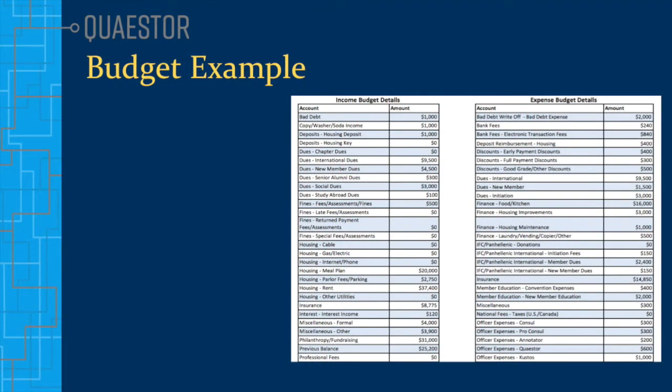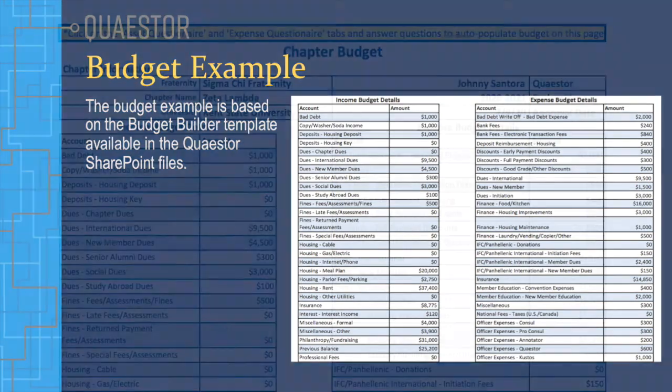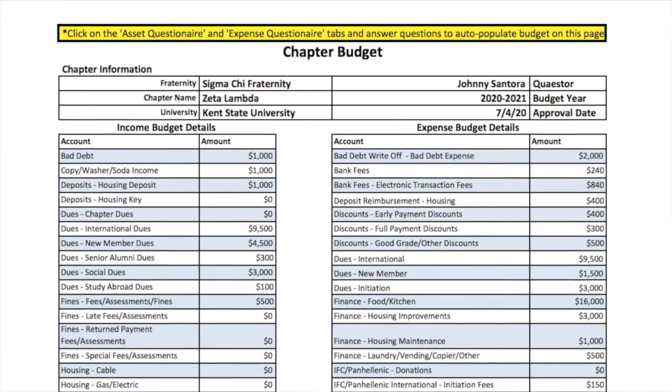Now let's take a look at a sample budget. This budget example is from the Budget Builder template available to you through Sigma Chi. It can be located in your Quaestor SharePoint files. It can also be located here in Canvas. In this module, we will give a brief overview. There will be more detailed instruction on how to use the Budget Builder to create your chapter budget in the next module. First, let's take a look at the chapter information at the top of the budget.